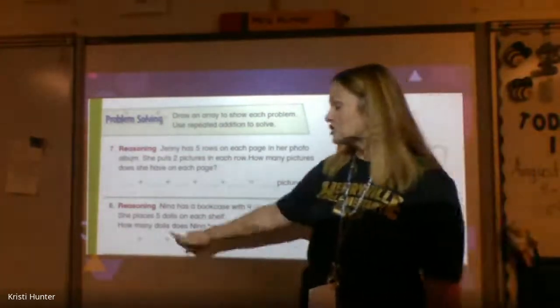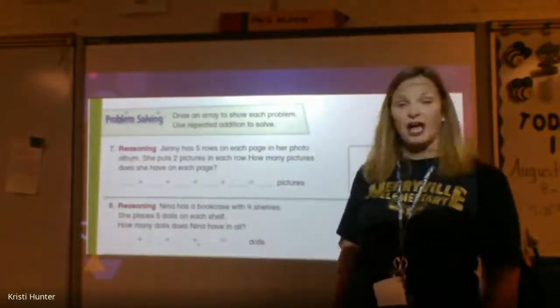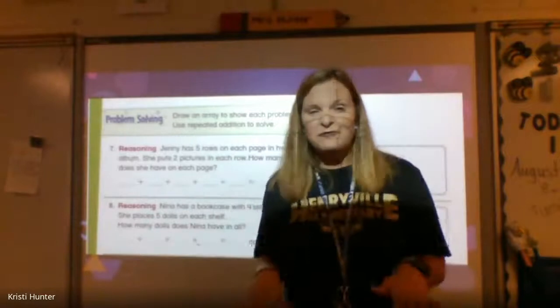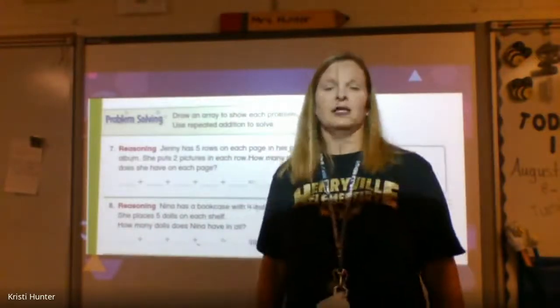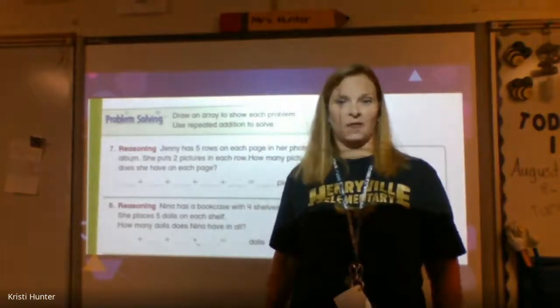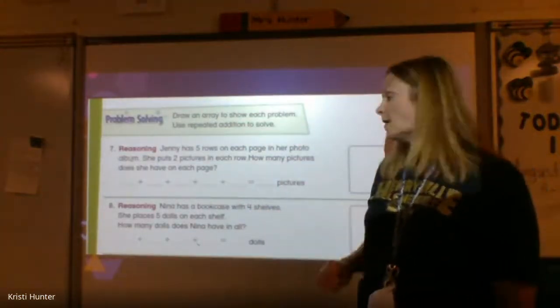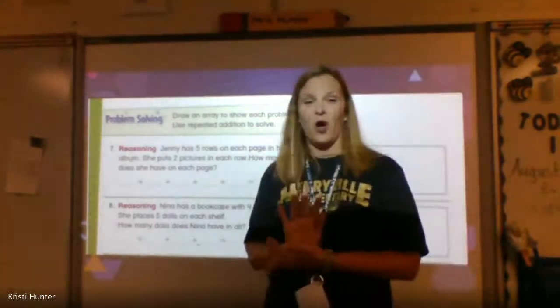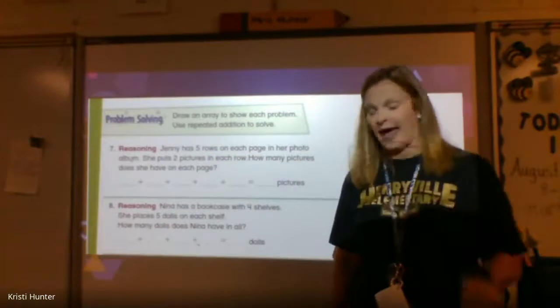And it says she places 5 dolls on each shelf. You don't have to actually draw dolls. You can draw circles if you want, okay? She'll be there all day if you have to draw that many. So on each of her 4 shelves, put 5 dolls. And I'm going to work on my array, and we'll see if we match.